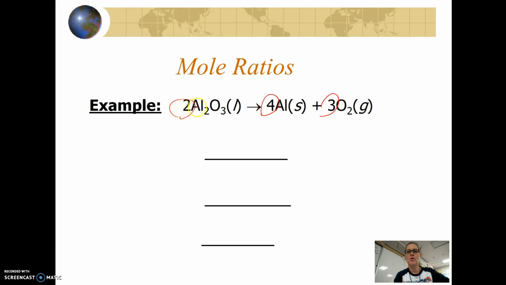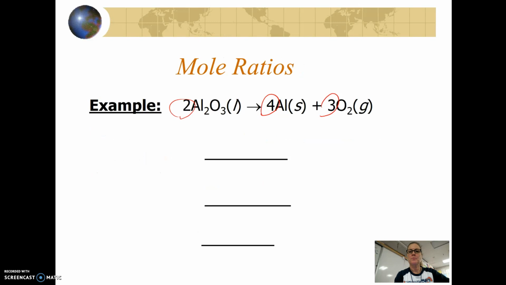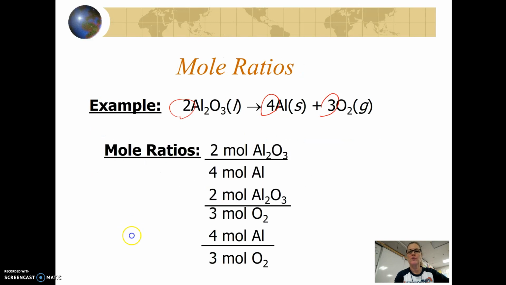It means 2 moles of aluminum oxide makes 4 moles of aluminum and 3 moles of oxygen when you allow it to decompose. With that, you end up with the following ratios from the equation when you relate each to the other, and also their reciprocal is possible. So there's a total of 6 mole ratios.